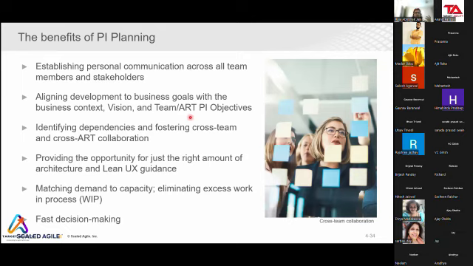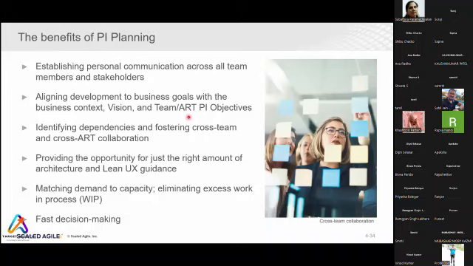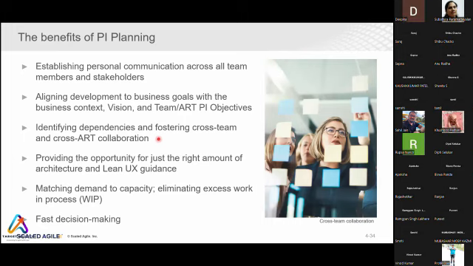In a waterfall environment, you can understand it as a program, but in a SAFe environment, it is called an ART. It is much different than the program, but you can relate. Identifying dependencies and fostering cross-team and cross-ART collaboration. So it is the opportunity where different teams come together and they can identify each other's dependency. If I'm doing this work in iteration 2, you do this work in iteration 3. So alignment can happen, and cross-team and cross-ART collaboration happens because everybody is planning together.